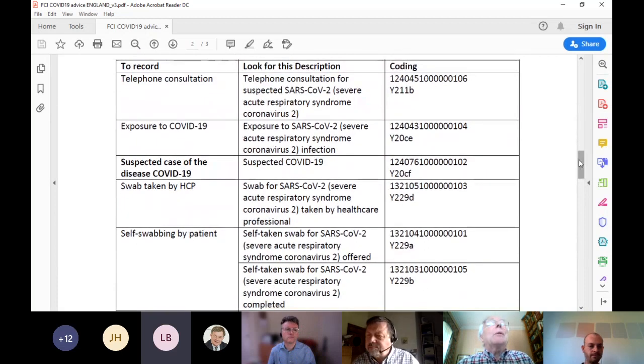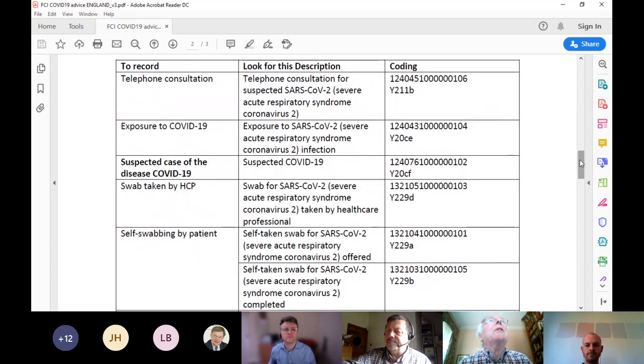Okay, so we thought that if the GP is faced with a patient with COVID, they might well want to record the fact that this is a telephone consultation. So we've got that. Likely the patient has been exposed to COVID-19, so that's there. Then you've got the idea of a suspected case and what to record for that. If somebody is a suspected case, presumably it's likely that somehow a swab will be organized, either to be taken by a healthcare professional or perhaps now increasingly likely taken by the patient. So those codes are there.